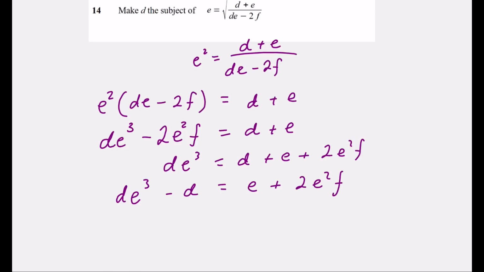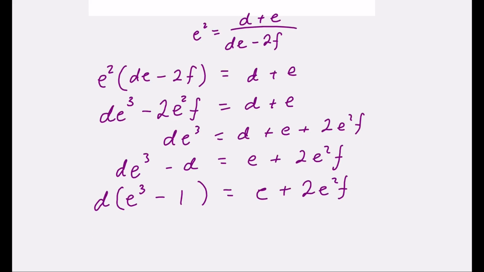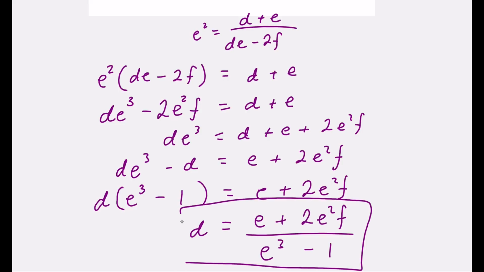The way we do that is by factorizing. We take D out, so there's just one D term. And it's D times E cubed minus 1. So now D times E cubed minus 1 is equal to that. To get D by itself, divide by E cubed minus 1. And D is now the subject of the formula.